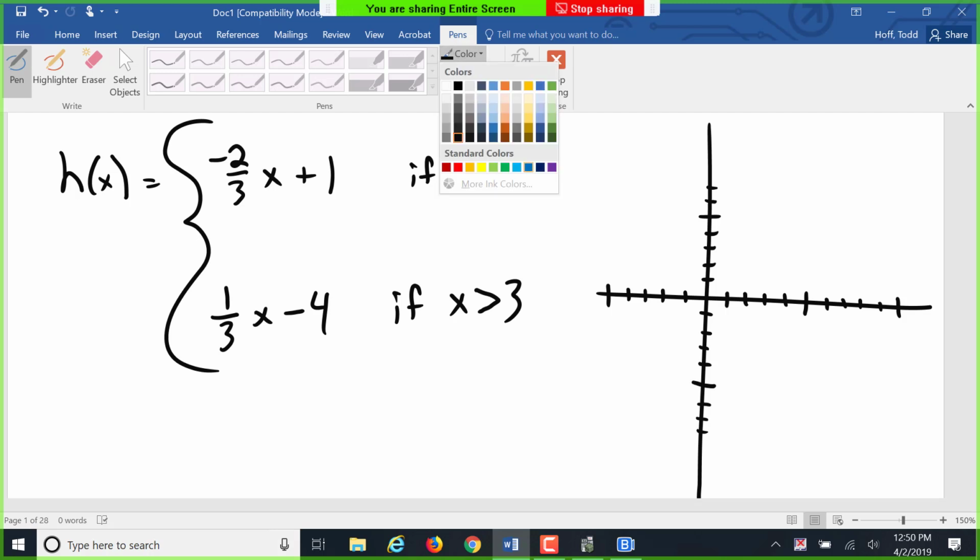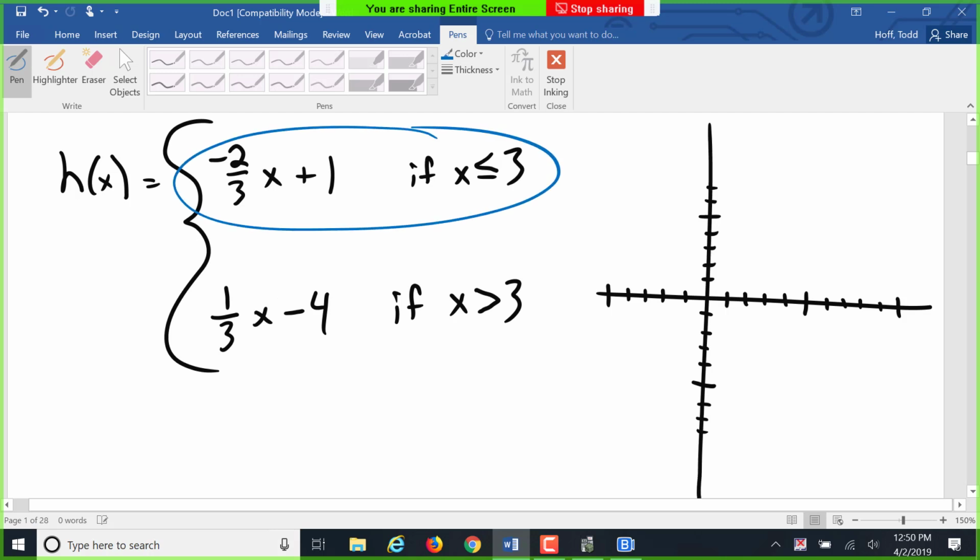So what I'm going to do is I'm going to graph each of these. So I'm going to graph this top one in blue. If I'm graphing that, where am I going to start? (0, 1). It's my y-intercept. Perfect. From there, what am I going to do? Down 2 over 3. Perfect. So that's my second point. So that line, for that part, goes through those points.